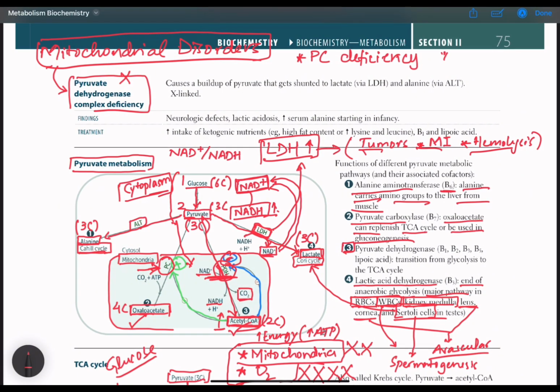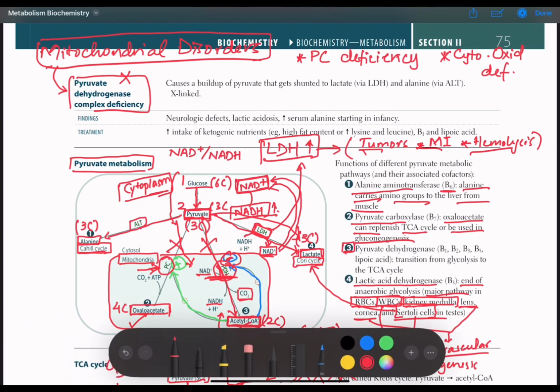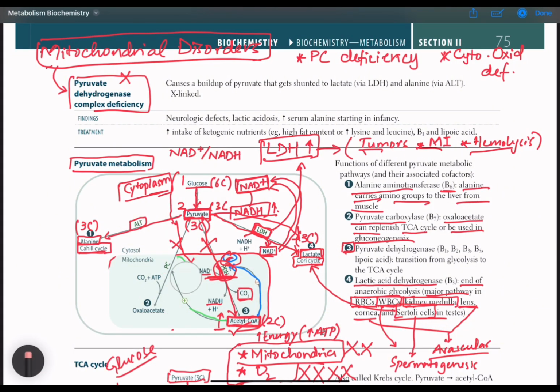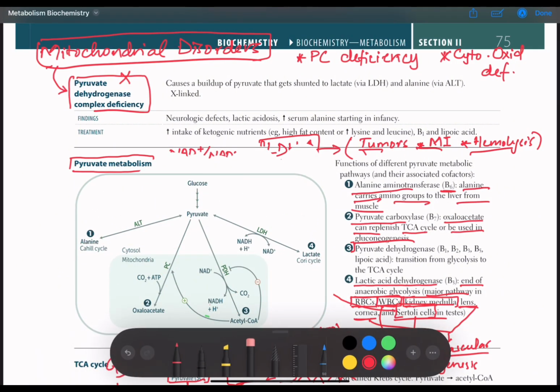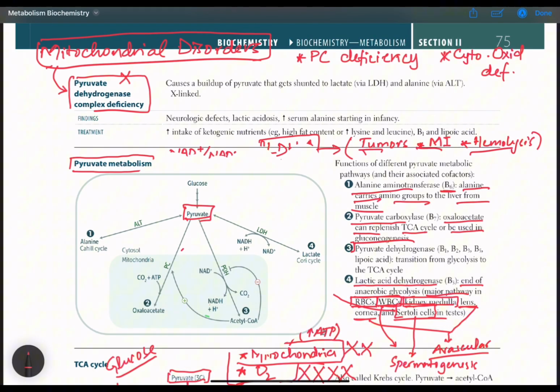Then we have cytochrome oxidase deficiency, which is present in the electron transport chain. So with all of these diseases of mitochondria, what will happen to pyruvate? Pyruvate cannot enter the mitochondria, so it will be diverted into lactate. If pyruvate cannot go over here as well as over here, it will go in this direction and in this direction.